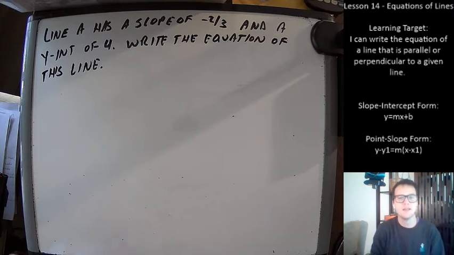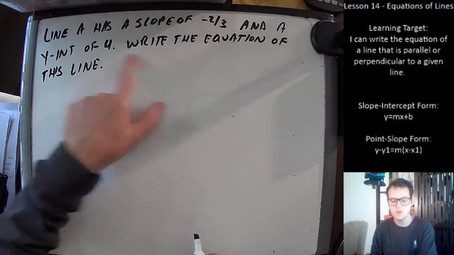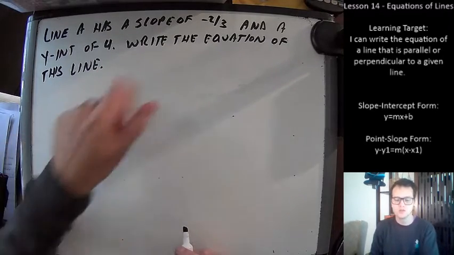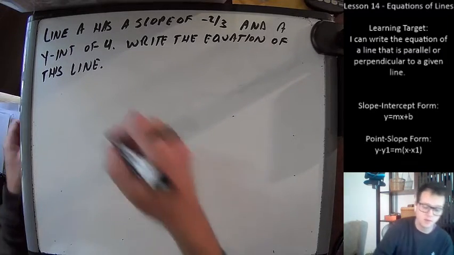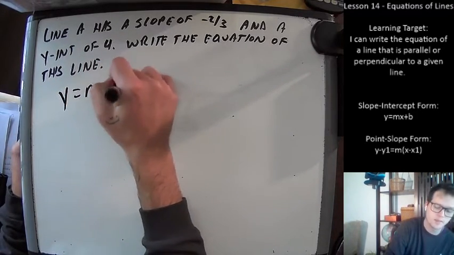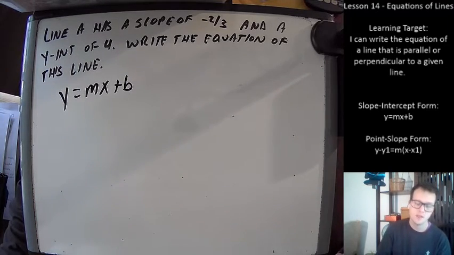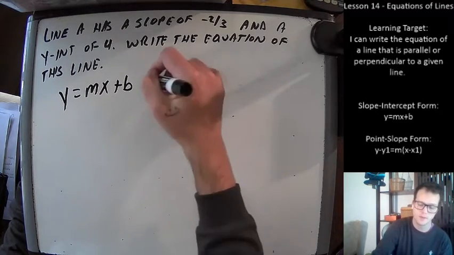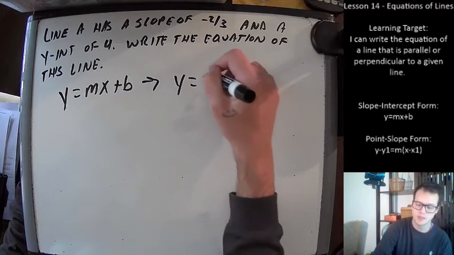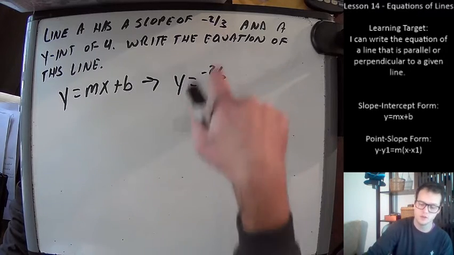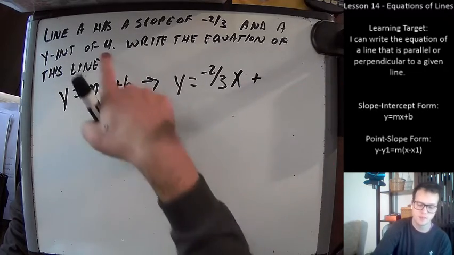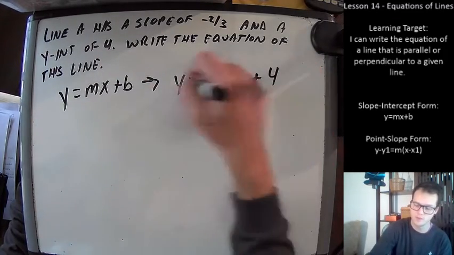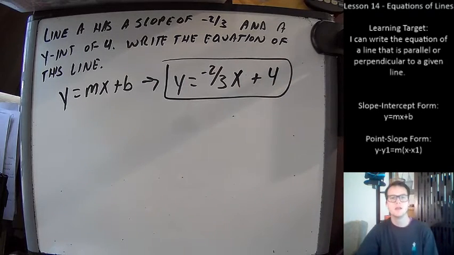Okay, big example, here we go. Line A has a slope of negative 2/3, has a y-intercept of 4, write the equation of this line. So we know that if we have the slope, we have the intercept, we're going to use slope-intercept form. So it's going to be in the form of y equals mx plus b. We just need to plug in the pieces. So for us, we have our m, we have our b. So it's going to be y equals negative 2/3, because that's our slope, that's the m value, x plus b, in this case our y-intercept is 4, so it's going to be plus 4. Here's the equation of the line that has a slope of negative 2/3 and a y-intercept of 4.